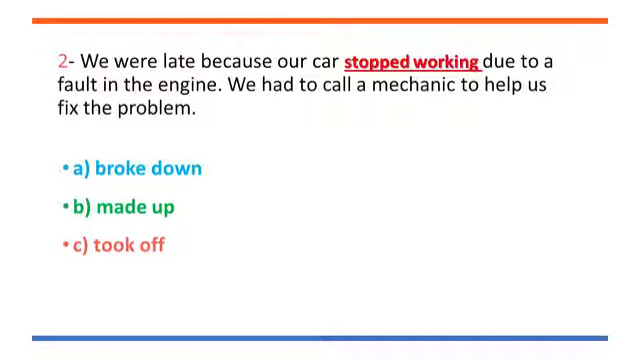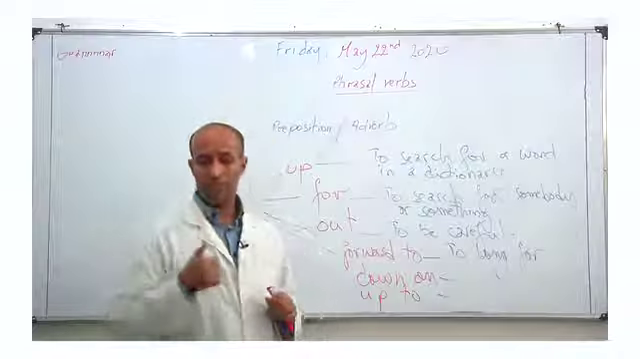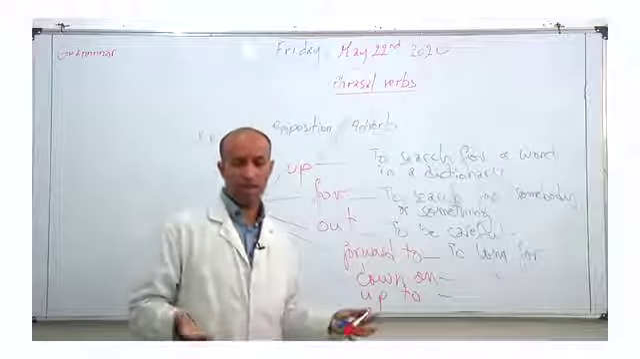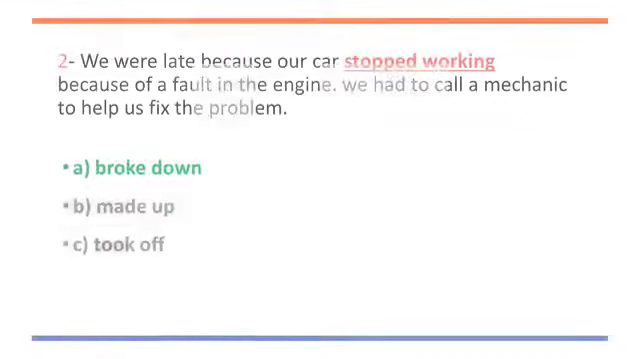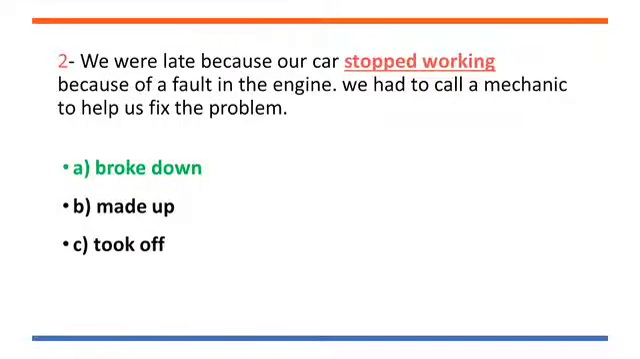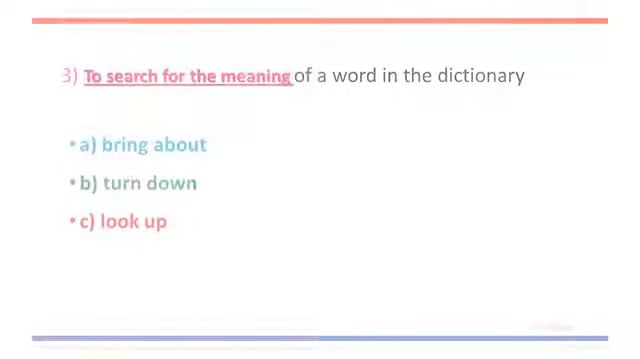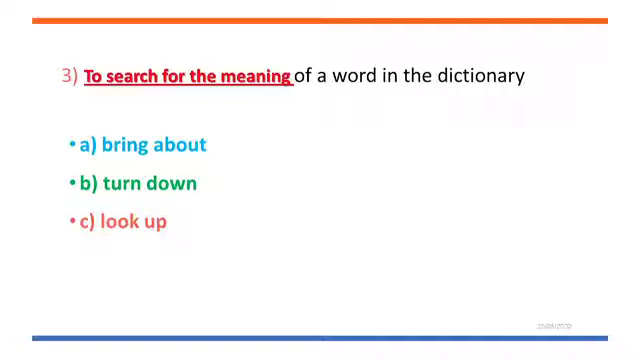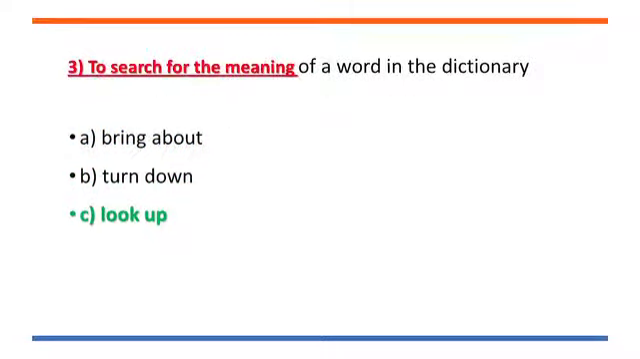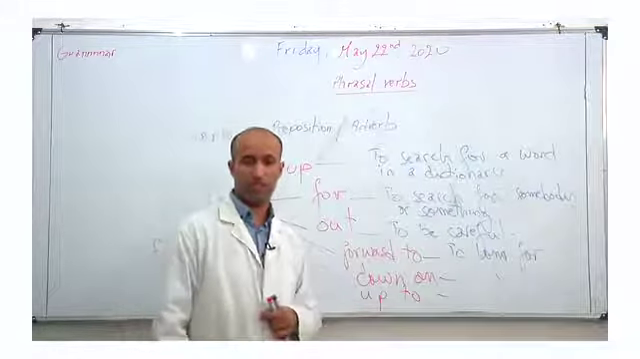Number 2, we were late because our car stopped working due to a fault in the engine. We had to call a mechanic to help us fix it. So here, it's A, broke down. Next, to search for the meaning of a word in the dictionary. You've already seen this here. Yeah, it's to look up. Look up a word in the dictionary if you don't understand it.